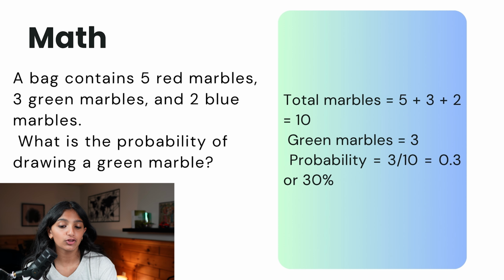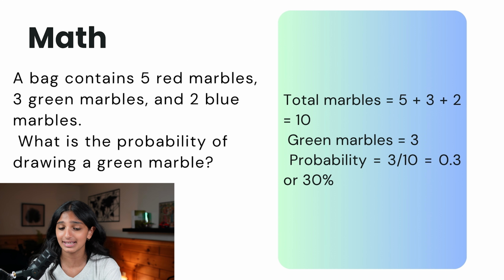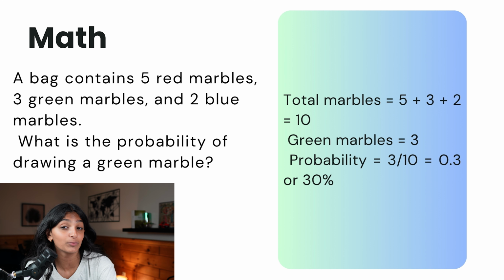If you said 3/10, 0.3, or 30%, then you are correct. Let's talk about how we got to the answer. The total marbles are 10, 5 plus 3 plus 2, and the total green marbles are 3. So what we basically do is just put 3 over 10, which gets us 0.3 if we divide, or 30% if we turn it into a percent.